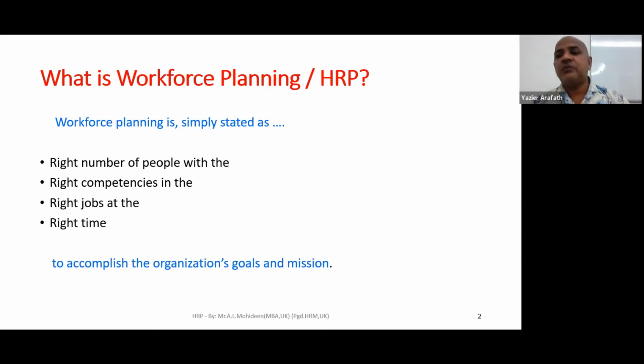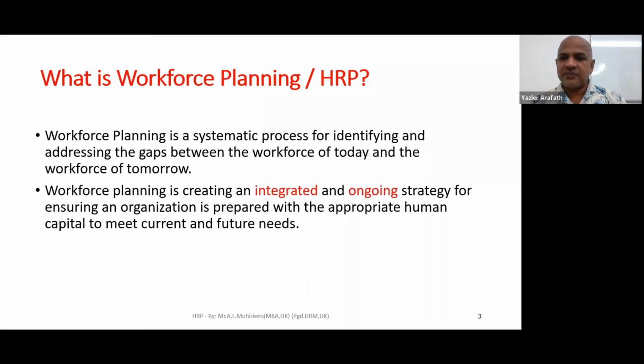Do you understand this point? Workforce planning or HR planning should be at the beginning in order to identify the right number of people with the right competencies for the right job at the right time. Why do we do all these things? In order to accomplish organizational goals and missions. It means we have to run the business, definitely. Clear? So that is what we have to understand.